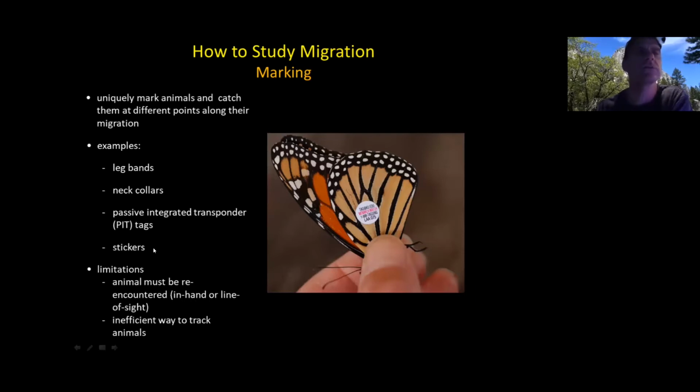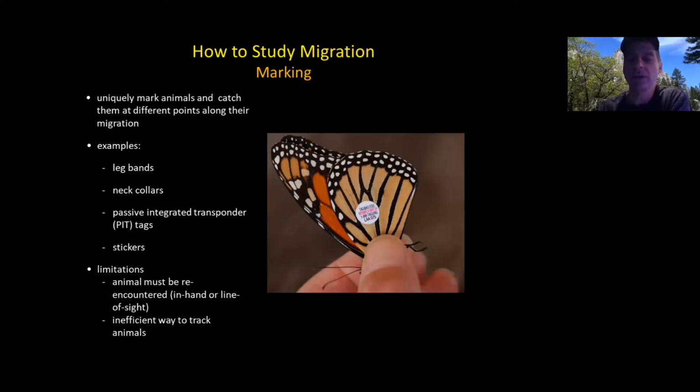And this is not an exhaustive list here, but it gives you an idea of the different ways that you can mark individuals. So this all sounds good in theory, but in practice, this is not really a great way to study migration. First of all, you need to re-encounter the animal, either in hand if you're reading something small like this, or in line of sight if you're reading one of those neck collars. Secondly, it is a really inefficient way to track animals.